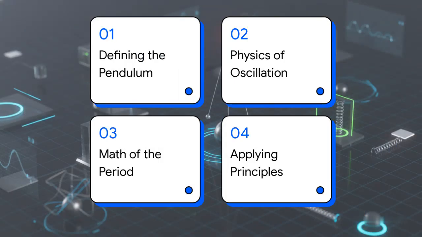Here's our game plan. First, we'll get really clear on what we mean by an ideal simple pendulum. Then, we'll look at the actual forces that make it swing back and forth. After that, we'll jump into the math and figure out the formula that describes its timing. And finally, we'll take all that knowledge and use it to solve a few interesting problems.